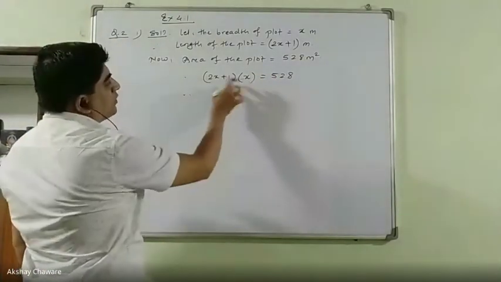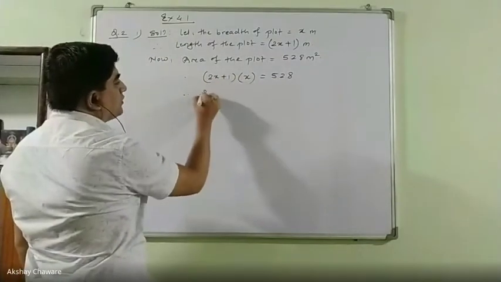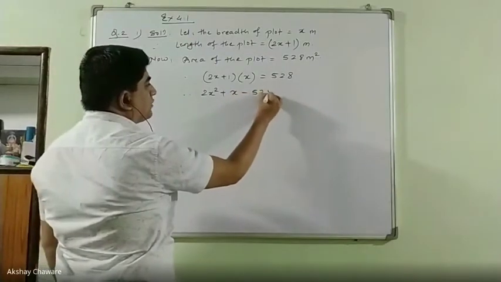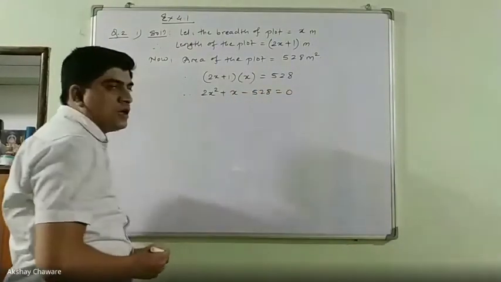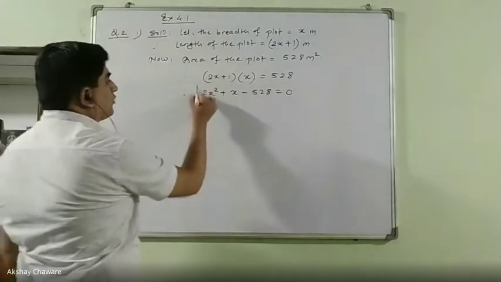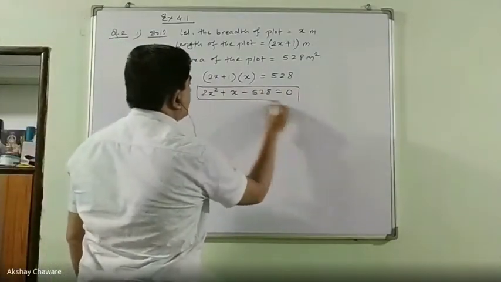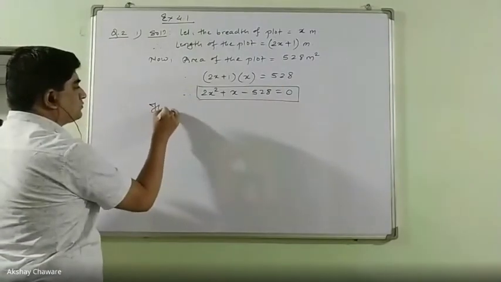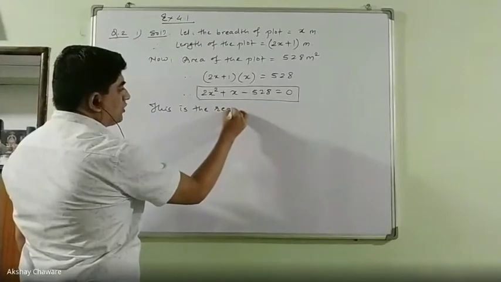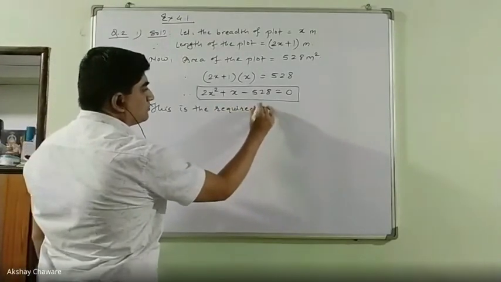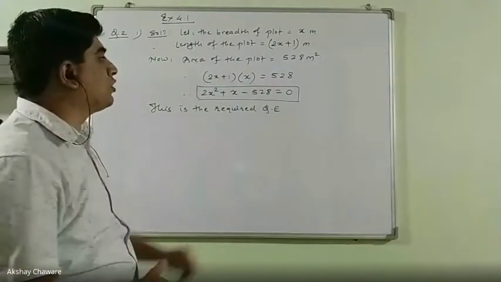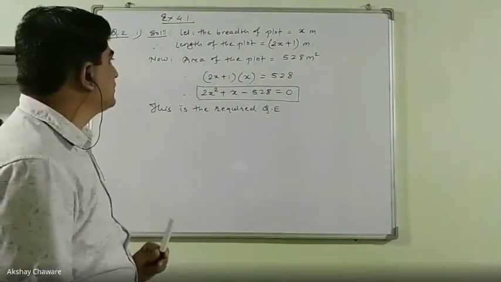Multiplying, 2x into x is 2x square, plus x, and minus 528 is equal to 0. The degree of the equation is 2, so this is a quadratic equation. This is the required quadratic equation. We just have to express the given condition in the form of a quadratic equation. That is the answer.